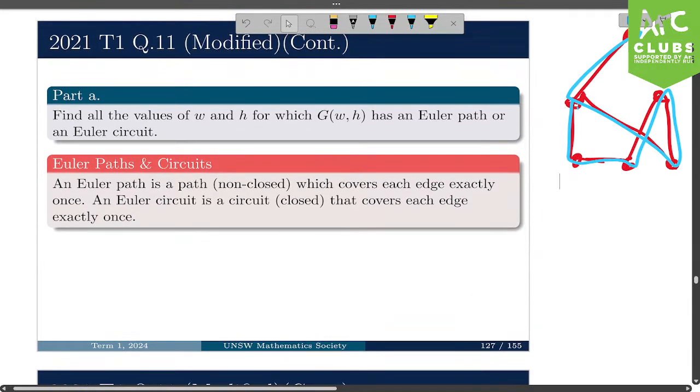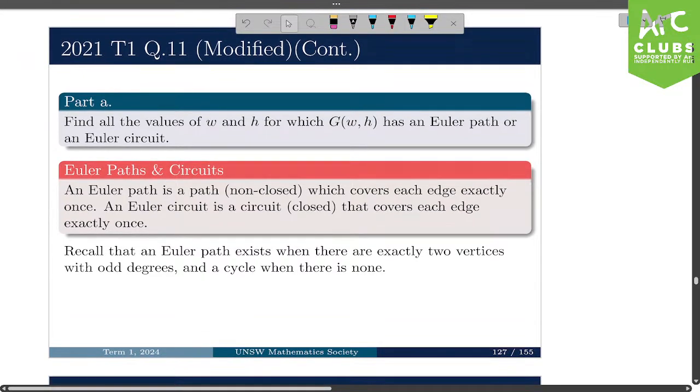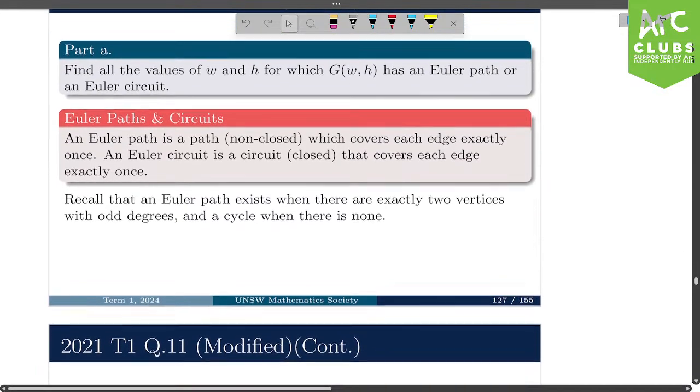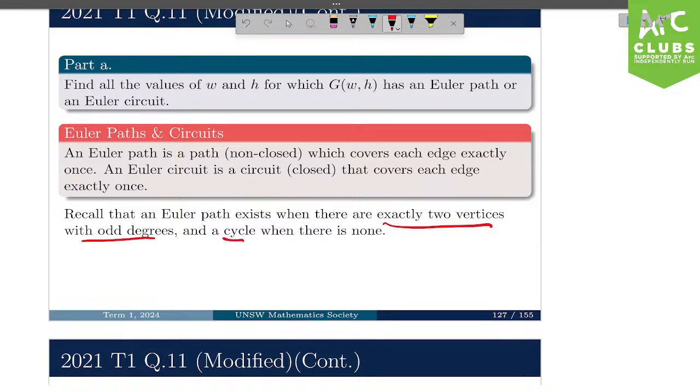Okay, cool. Hopefully all that makes sense, because in most questions you can throw that out entirely, but it's still good to know. Because the conditions for an Euler path and an Euler circuit are probably more important to solving questions than actually knowing what they are. So an Euler path exists if and only if there are exactly two vertices with odd degrees. And an Euler circuit exists if and only if there are no odd degree vertices, i.e. when all the vertices have even degree.